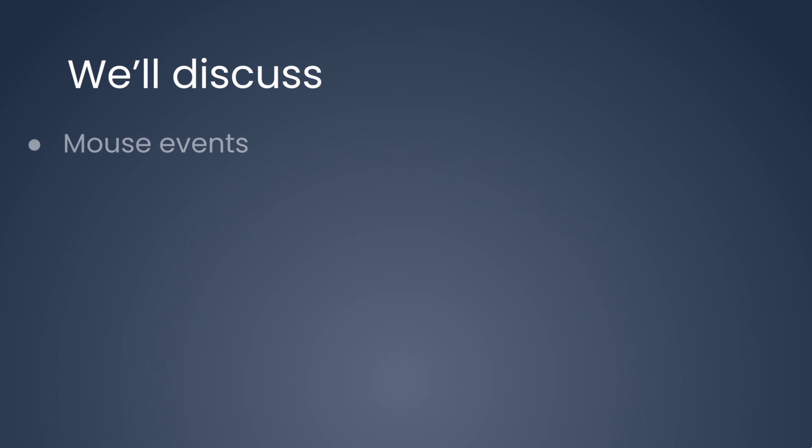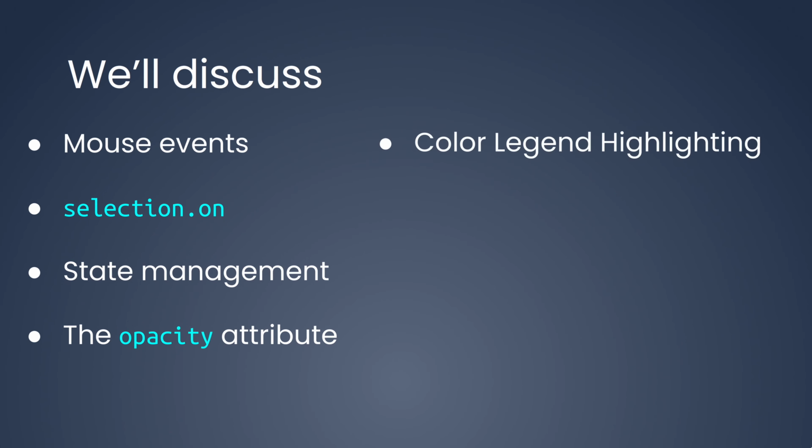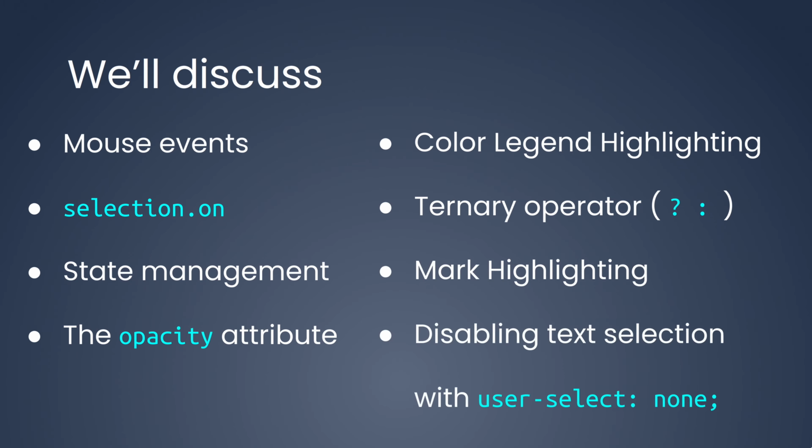We'll discuss mouse events, selection.on, state management for keeping track of which thing you're hovering over, the opacity attribute, color legend highlighting, the ternary operator, which is that crazy looking syntax with the question mark and the colon, mark highlighting in the scatter plot, and disabling text selection with user-select: none.